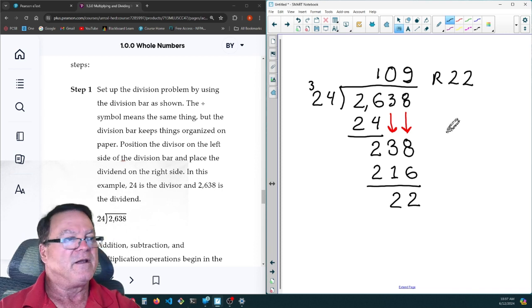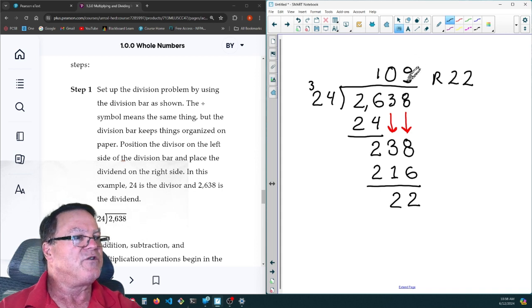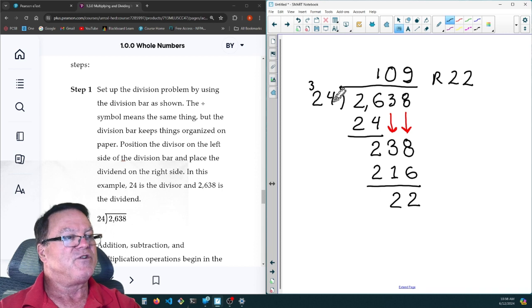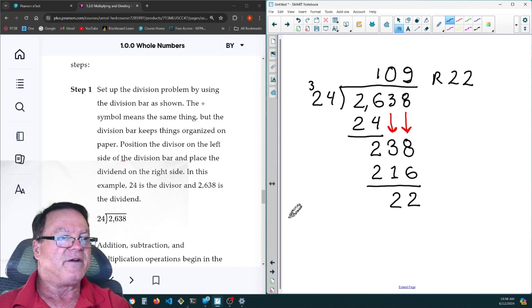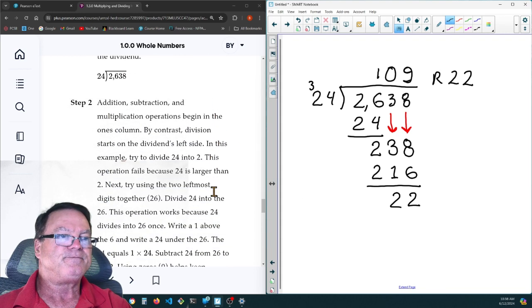Okay. Let's see if that's what they did. I think that's what they did. Later on, we'll see how we can take care of this remainder. We could actually call this 109 and 22 24ths, which would be reduced to 11 12ths. So we could write this as a mixed number with a whole number and a fraction, 109 and 11 12ths. But that's later on. Right now, I think they're leaving it as a remainder. So let's take a look here.